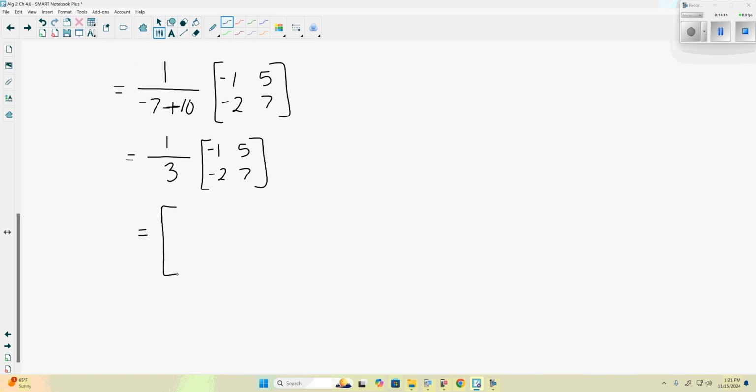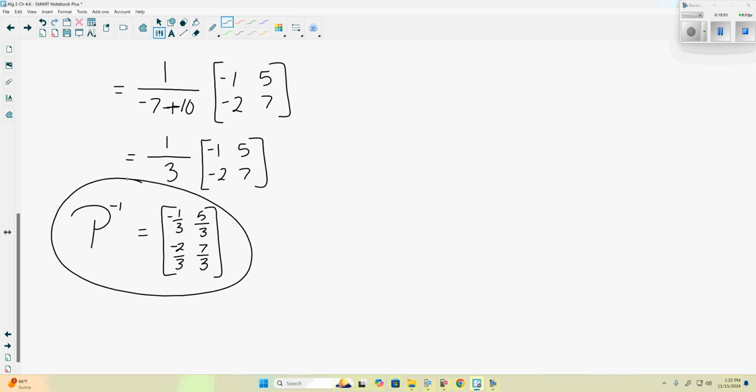And last but not least, we need to multiply through. 1/3 times negative 1 is negative 1/3. 1/3 times 5 is 5/3. 1/3 times negative 2 is negative 2/3. And 1/3 times 7 is 7/3. So our P inverse, the inverse for this matrix, is negative 1/3, 5/3, negative 2/3, 7/3. And that's it.